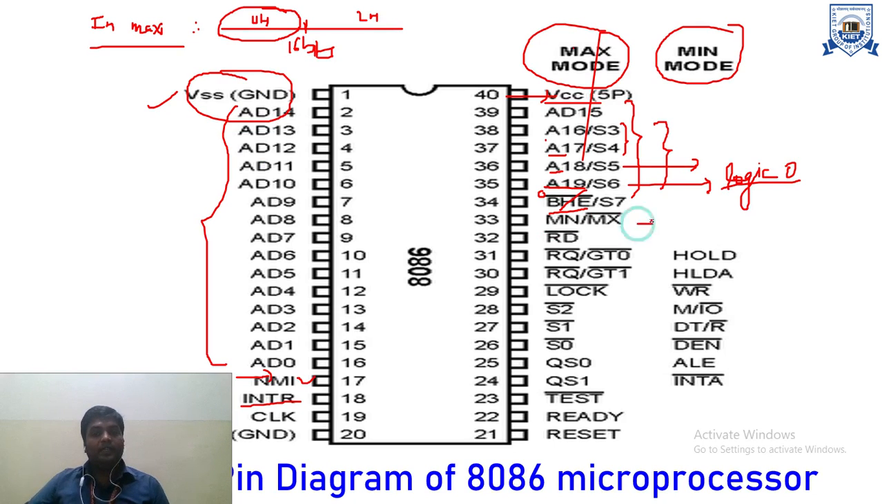MN/MX complement will tell us whether the 8086 is working in minimum mode or maximum mode. If it is 0, then it is working in maximum mode, and if it is 1, then it is working in minimum mode. RD complement is basically used to perform read operations.